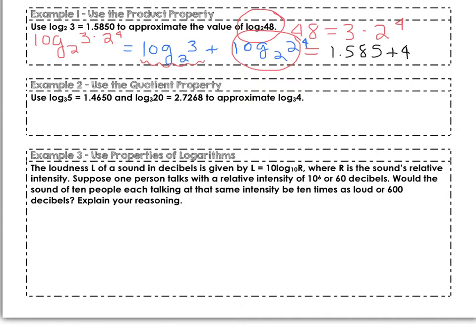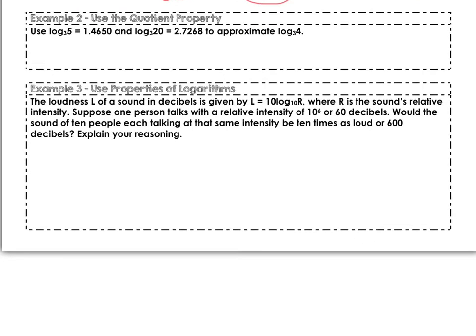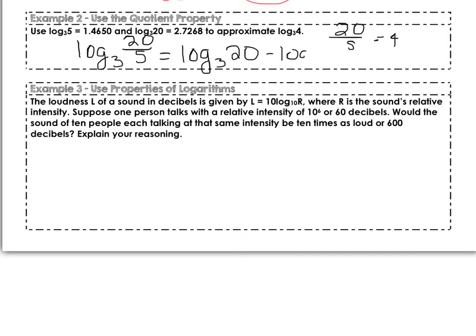All right, what about this one over here? Log base 3 of 5 is equal to a quantity, and log base 3 of 20 is equal to another quantity. Somehow they're connected to log base 3 of 4. Well, observe that 20 divided by 5 is equal to 4. So we really have log base 3 of 20 divided by 5. Well, division actually means subtraction. So I really have log base 3 of 20 minus log base 3 of 5. Once again, I can take the values that were given to me in the problem and substitute them in. So we really have 2.7268 minus 1.465.